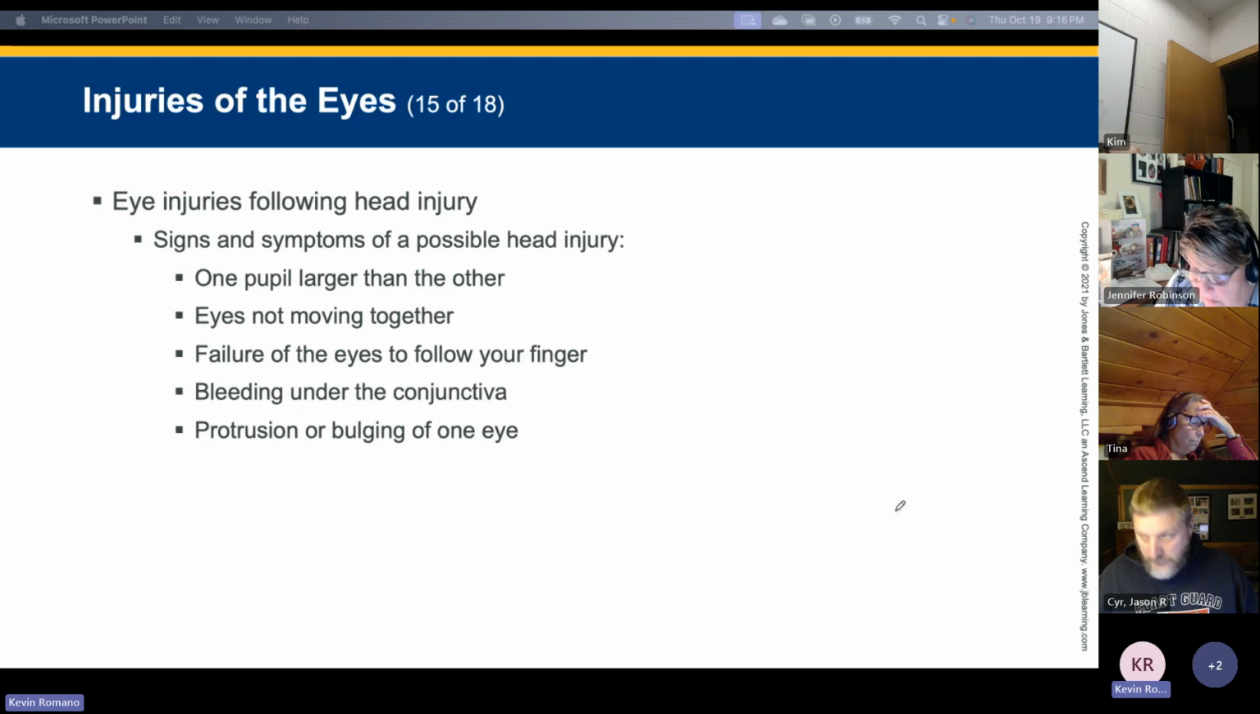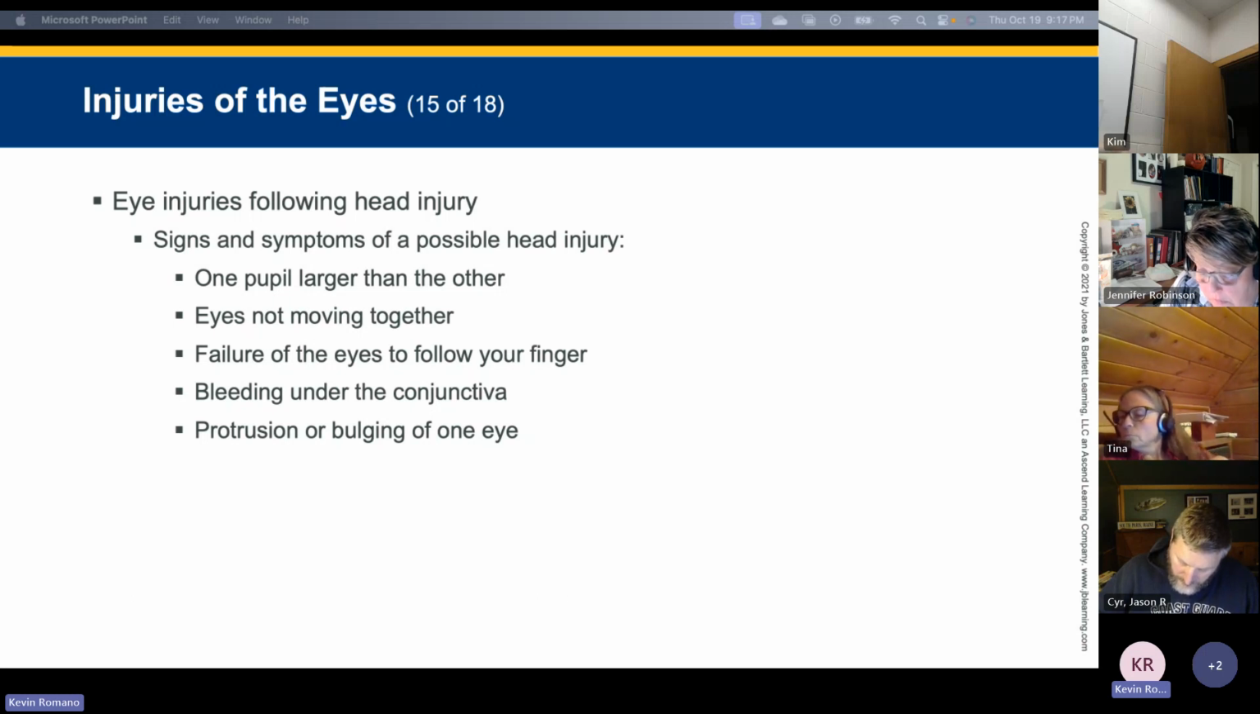Eye injuries following head injuries. Signs and symptoms of a possible head injury: one pupil larger than the other, patients who do not have isocoria, eyes not moving together or pointing in different directions, failure of the eyes to follow movement of your fingers, that's your accommodation, bleeding under the conjunctiva, protrusion or bulging of one eye. Management for this would be keeping the eyelids closed and covering the lids with moist sterile gauze and holding them closed with clear tape.